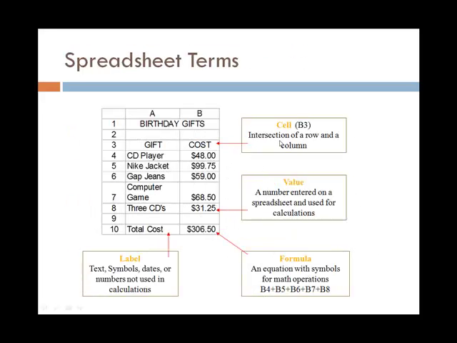Taking a look here, a cell is an intersection of a row and a column. So coming down, B3, column B, row 3, the word cost is located in the cell B3. Everything that you see here, birthday gifts, gift, cost, all of these items here, total cost, those are referred to as labels. All of these numbers here are referred to as values, and this one down here, like we talked about a little bit before, is a formula or a function.